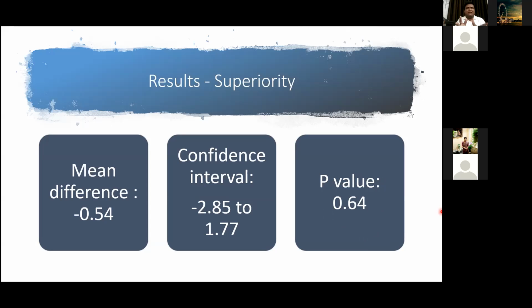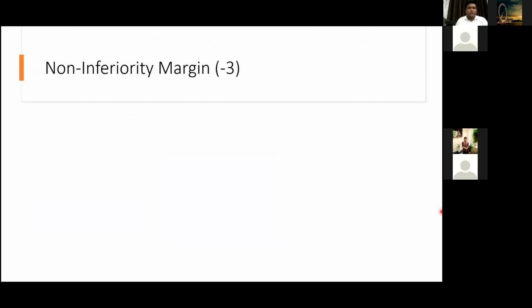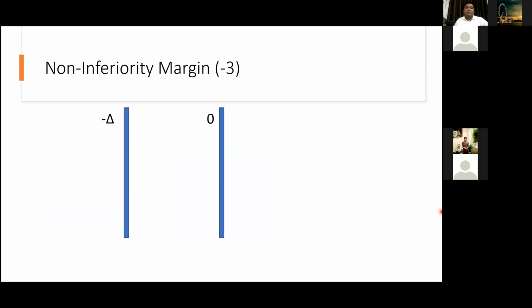Now let's say that the same results are obtained from a non-inferiority study. For a non-inferiority study, we should always have a non-inferiority margin. Let's say that the non-inferiority margin was -3. Again, you will be all familiar with this diagram. This is the midpoint, the 0 point, and this -3 being the minus delta, which is nothing but the non-inferiority margin.